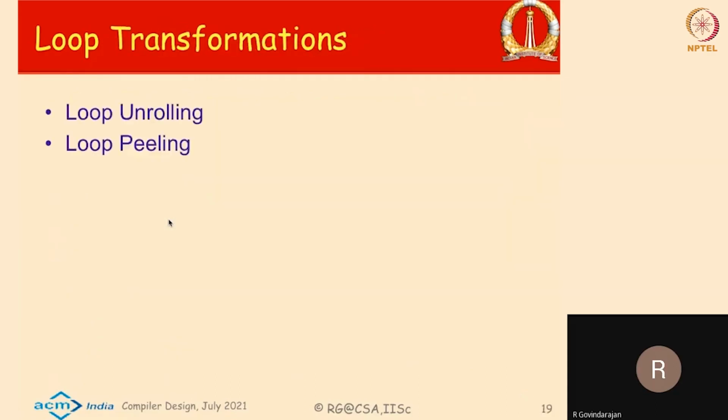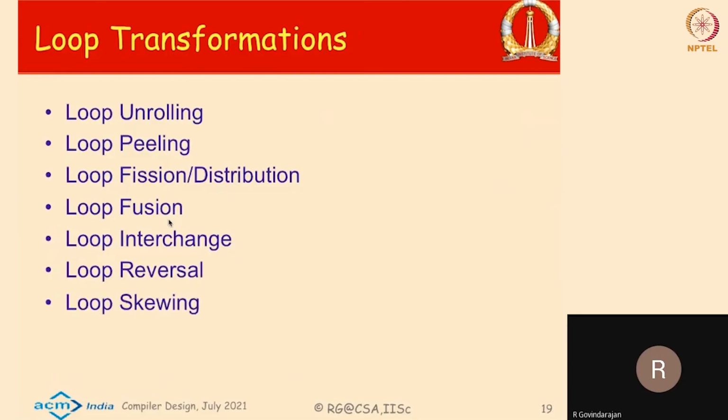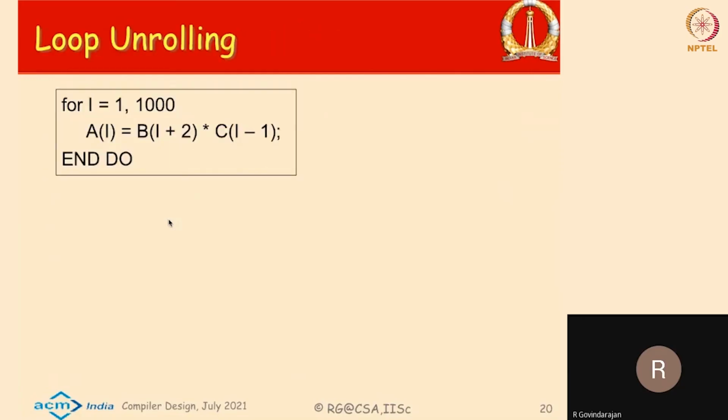Now let's talk about several loop transformations. I will actually give you examples of these loop transformations, and we will also talk about when these loop transformations are legal. All right, there are these different loop transformations that we're going to talk about. The first simple loop transformation that we're going to talk about is loop unrolling.